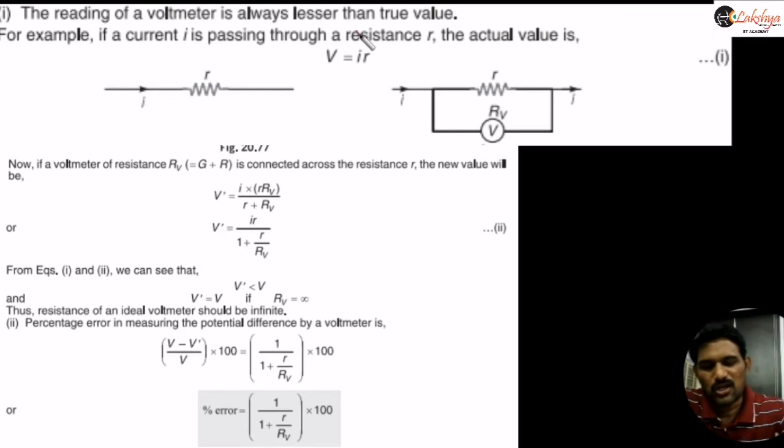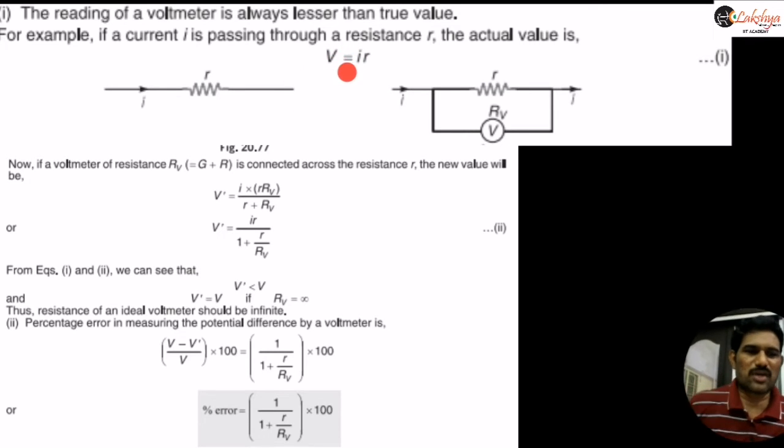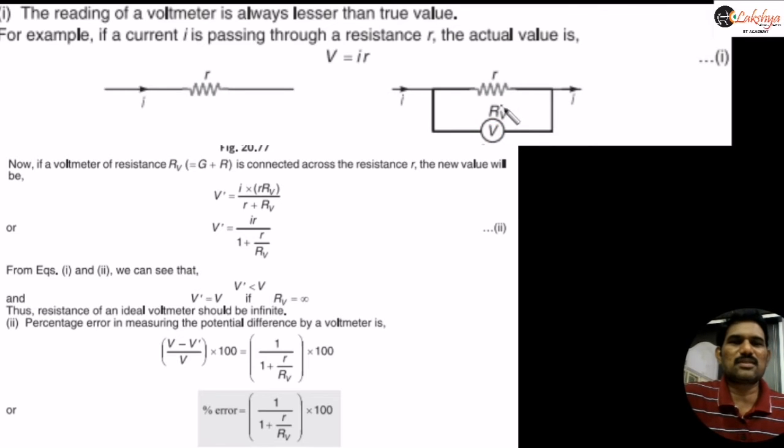Now let us see this. We are going to calculate the error in this. Suppose some current I is passing through the resistance R, so the potential difference across this is V is equal to IR. Now to measure this actual value, we connect a voltmeter in parallel with this resistance, and we take the resistance of this voltmeter as RV.